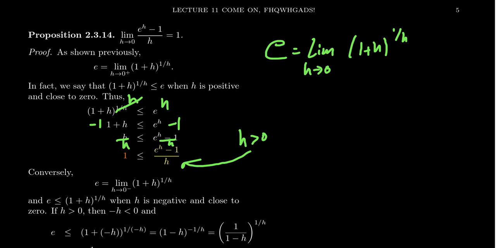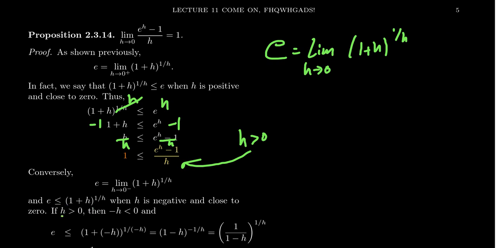Well, since e is the limit as h approaches 0 of (1 + h)^(1/h), it's also the left-handed limit. So e equals the limit as h approaches 0 from the left of (1 + h)^(1/h). Now, if you're approaching 0 from the left, that means your number is negative. And so again, as we inspect this limit in a little bit more detail, we see that if h is a little bit smaller than 0, on the negative side, then e will be less than or equal to (1 + h)^(1/h).